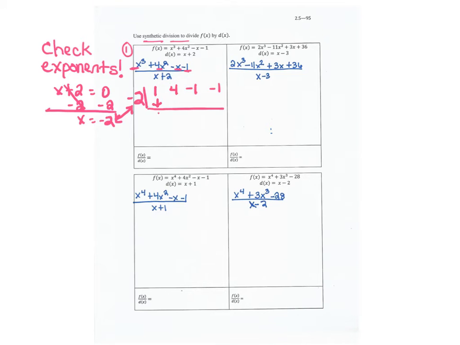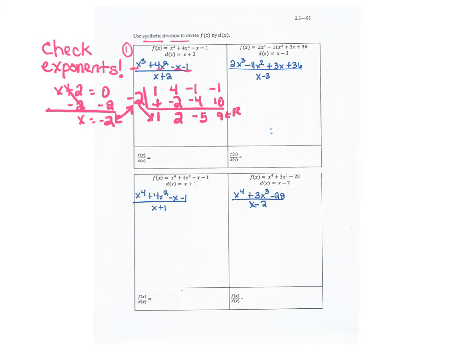Bring down my 1, and then I do my multiplication. So negative 2 times 1 is negative 2. 4 plus negative 2 is 2. Negative 2 times 2 is negative 4. Negative 1 plus negative 4 is negative 5. Negative 2 times negative 5 is positive 10. Negative 1 plus 10 is 9. So I have a remainder. I'm going to use an R.